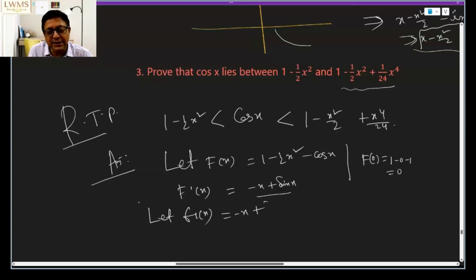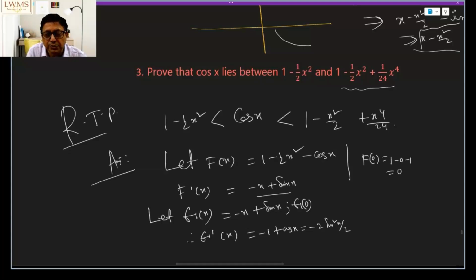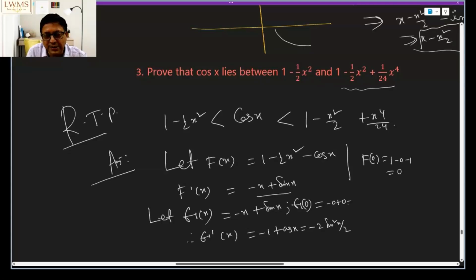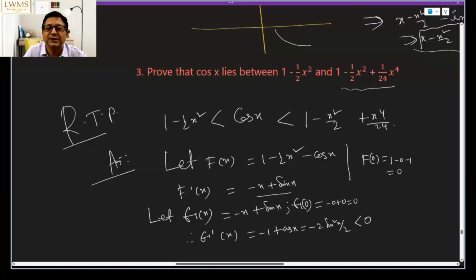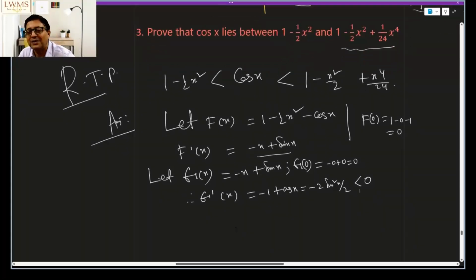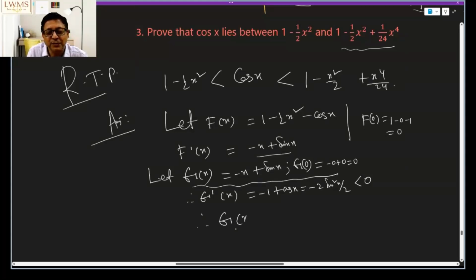Let gx is minus x plus sin x. So g dash x is what? Minus 1 plus cos x, minus 2 sin square x by 2. And what is g0? Minus 0 plus 0, it is 0 only. And this thing negative definite, g dash x. Am I clear? So what will be your conclusion? This gx at least you can say negative. Therefore, gx is less than 0.